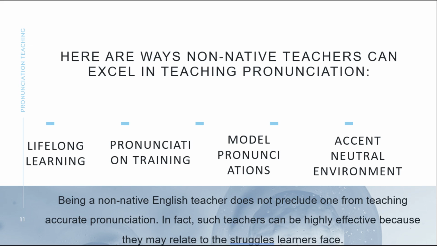Accent-neutral environment. Embrace diversity. Create an inclusive and diverse learning environment where various accents are acknowledged and celebrated. Emphasize the importance of clear communication rather than focusing on achieving a specific accent. Highlight global English varieties. Introduce students to different English varieties and accents spoken around the world. Encourage an appreciation for linguistic diversity with the English language.